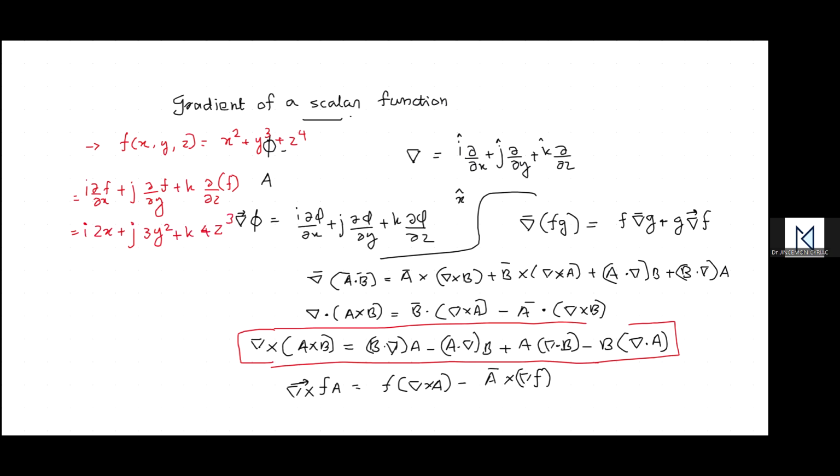So this is our answer. That means we can find out the value of del. Then we want to differentiate with respect to x. The x term differentiates to 2x. y cube gives 3y square. z raised to 4 gives 4z cube.